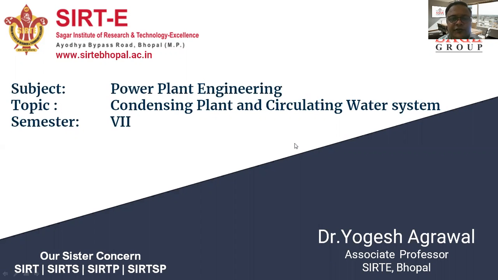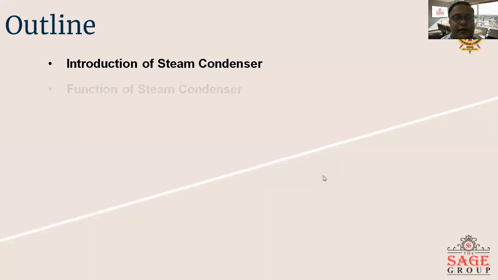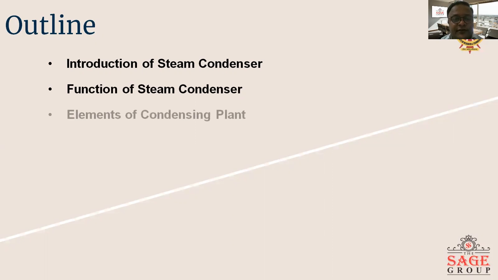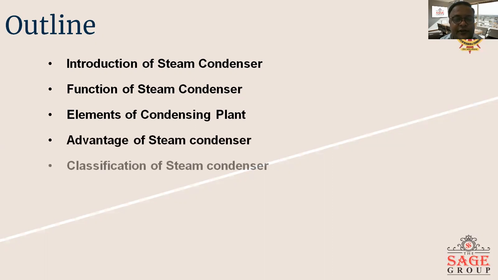Good morning, dear students. Today I will discuss the topic of the condensing plant and the circulating water system. This is part of Unit 2 and the subject name is Power Plant Engineering, semester 7. This is the outline: introduction of steam condenser, function of steam condenser, elements of a condensing plant, advantage of steam condenser, classification of steam condenser.